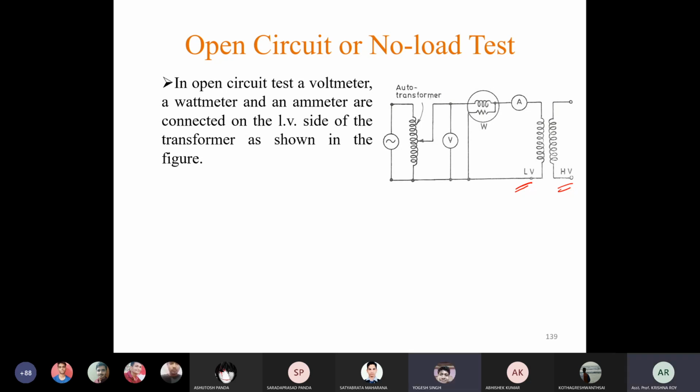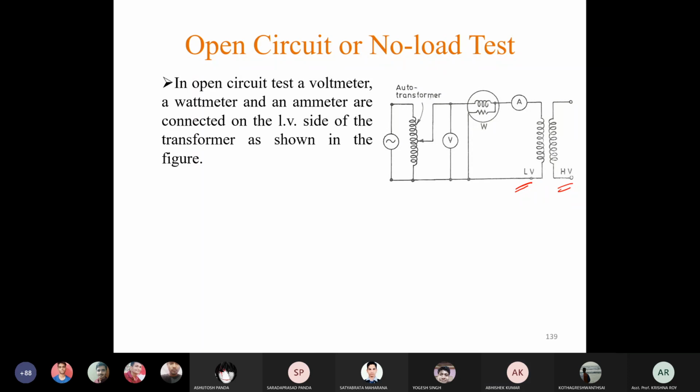While we will be performing the short circuit test, all the measuring devices and the supply system will be connected to the high voltage side, and in that case we will say that the short circuit test is performed on the high voltage side. Is it clear now?